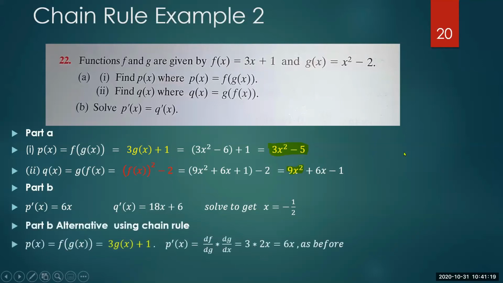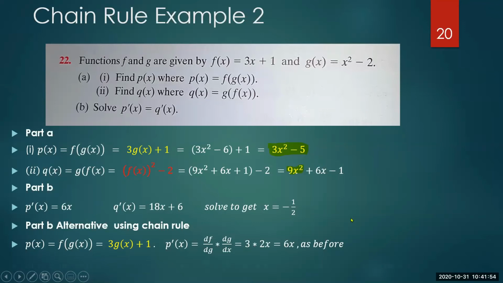So there's an alternative way of doing this, and that's using the chain rule. If we say that p of x is equal to f of g of x, and that in turn is 3g of x plus 1, as we had above, we can simply say straight away p dash of x is equal to df/dg times dg/dx. And df/dg is 3, and dg/dx is 2x. So that gives us 6x, as we had before.